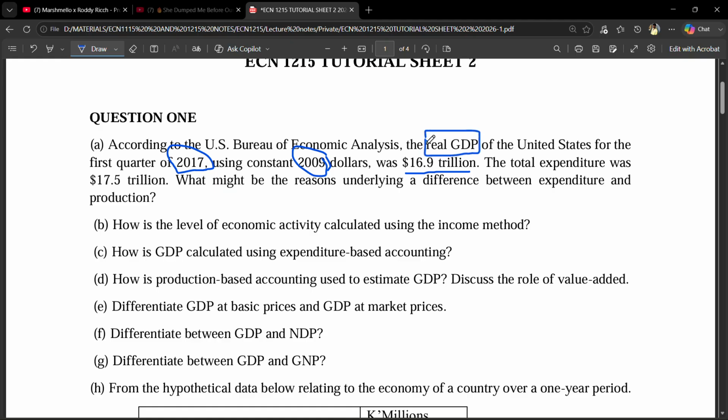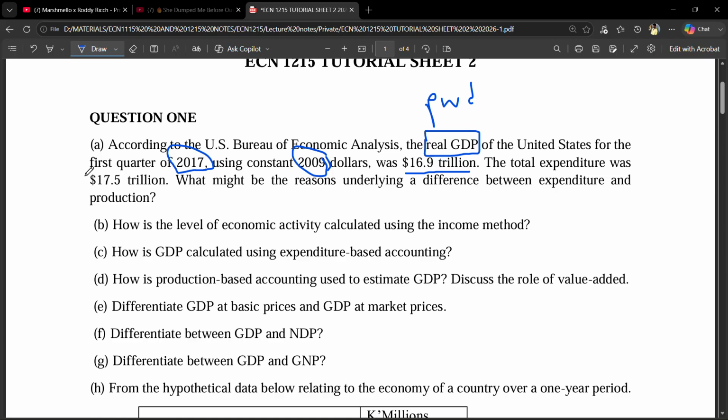Okay, what was being produced. So this is basically the production that was being produced in the economy in the US. The question further goes on by saying the total expenditure was 17.7 trillion.